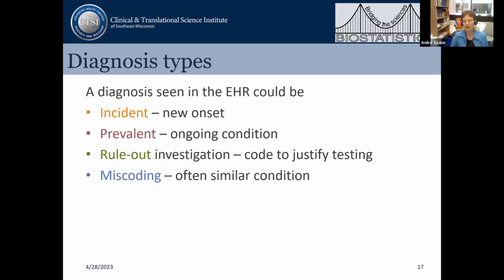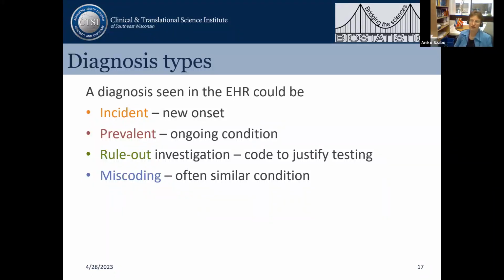So another issue, still with diagnosis but not necessarily the codes, is that the same code can occur multiple times, and you usually really are not interested in the code. You're interested in the patient having the disease, right? That's what you are kind of substituting it for. So when you see a code, it could be an incident case, so when it's newly onset, right? So that's why the code is there. It may be an ongoing condition, so it's a prevalent case.